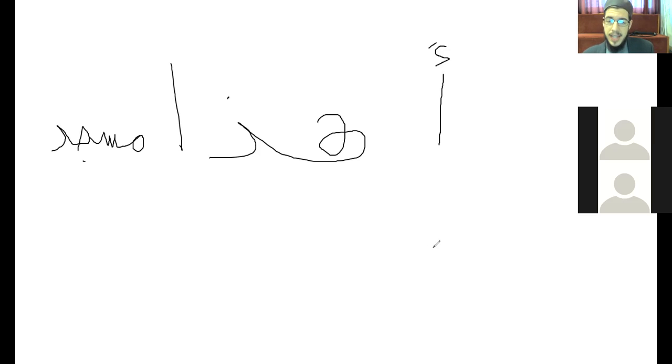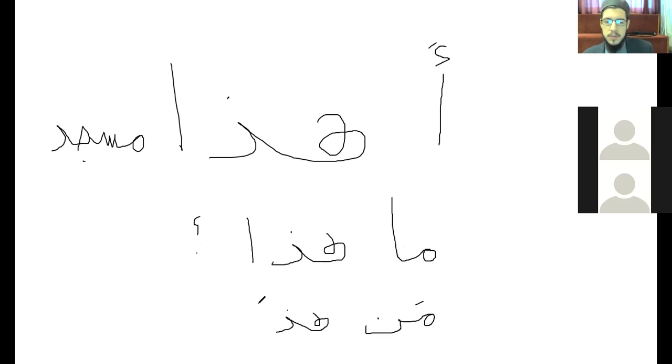Then we learned a second question word, which was ma. And ma, we said, was used for objects. Ma hada. What is this? And then finally, we learned men, which is used not for objects but for people. Men hada. And we learned a bunch of vocab that is tied to answering those questions. Okay, so that brings us all up to today.